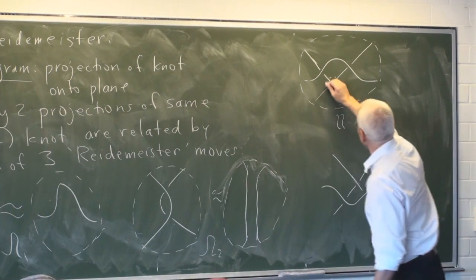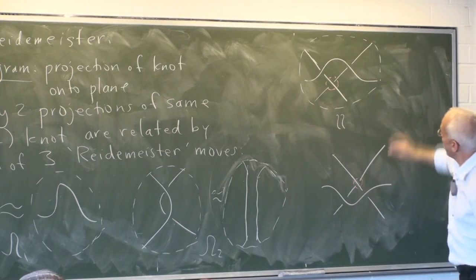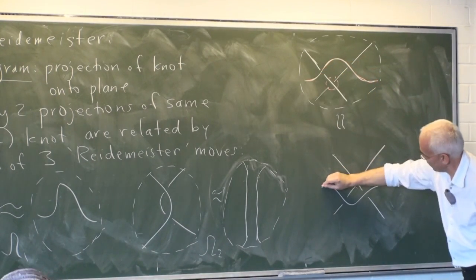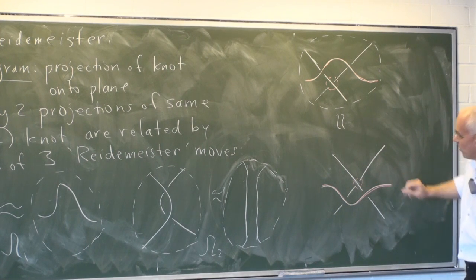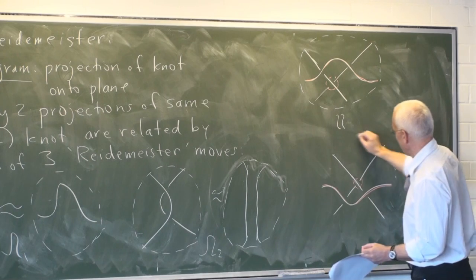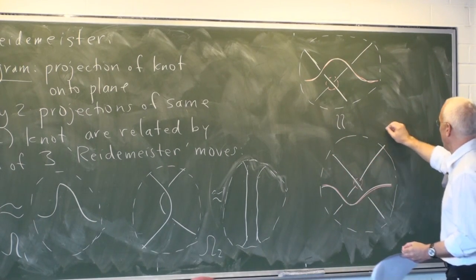So there's the crossing, and this strand here has moved from on top of the crossing to below the crossing. All right. That's the third Reidemeister move, omega 3.